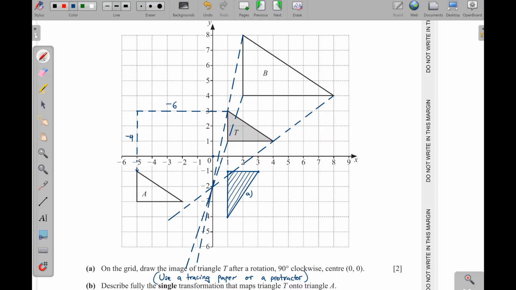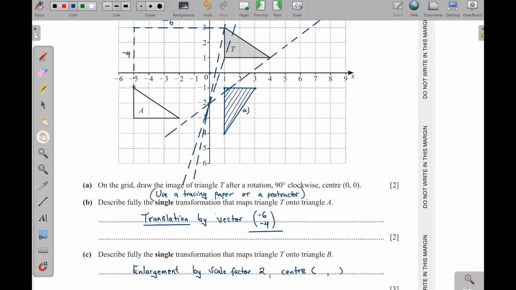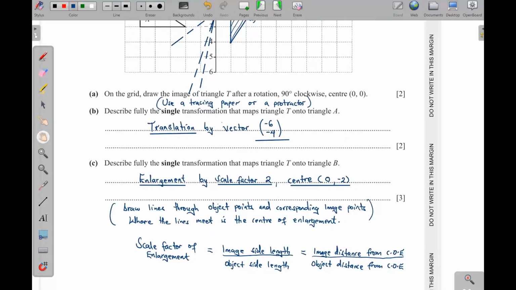So the center, it's on the y-axis. So on the y-axis, x is 0 and y is -2 there. So that is what we are having. So those are the 3 marks. 1 mark is here to say that this is an enlargement. Scale factor is here. And then the center is this one here. And then you get your 3 marks. Okay? So that is that.